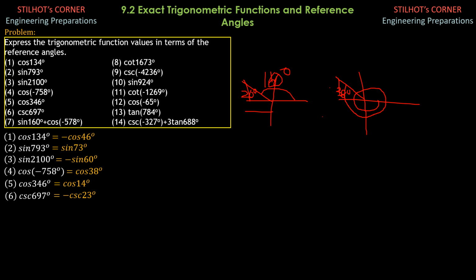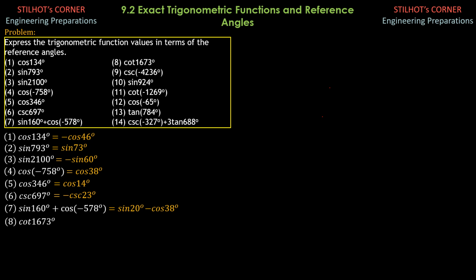So therefore, sine of 160 plus cosine of negative 578 is sine of 20 degrees minus cosine of 38 degrees, because cosine of negative 578 in the second quadrant is negative. So that's it. Then we proceed to number 8.